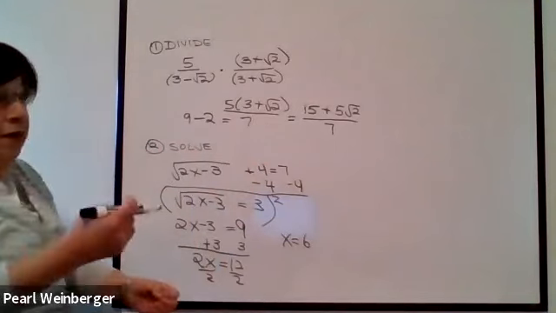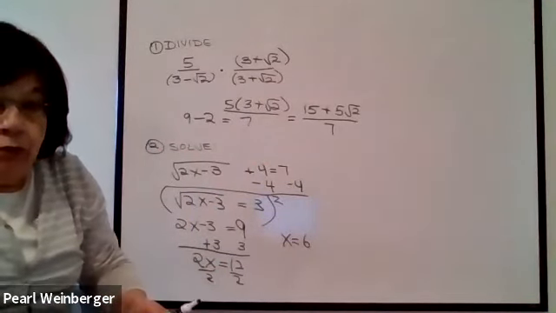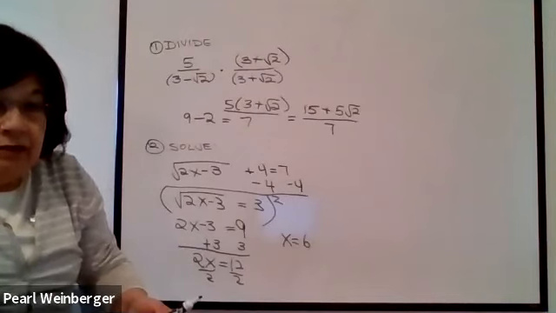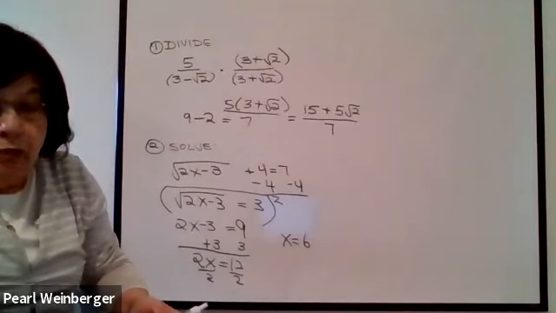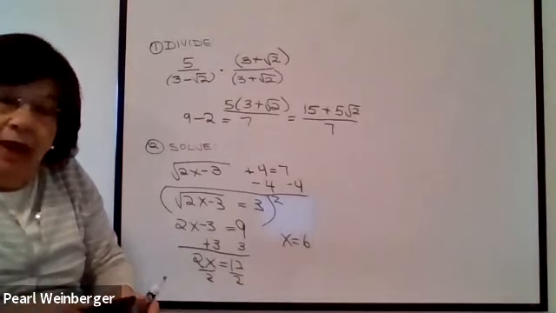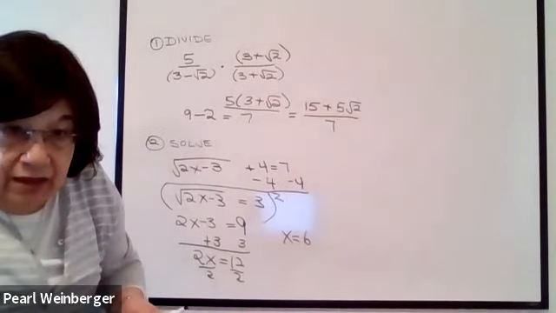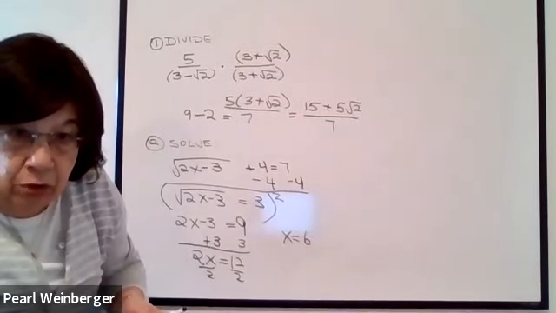Even if you don't write down the check, you should check radical equations. You might have done everything right and still gotten the wrong answer. You might have gotten an extraneous root.